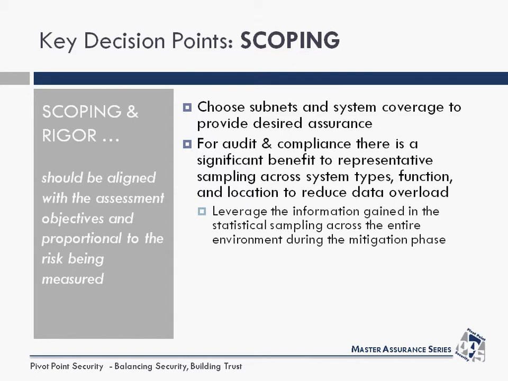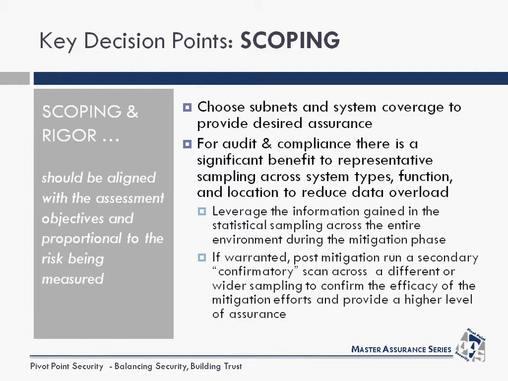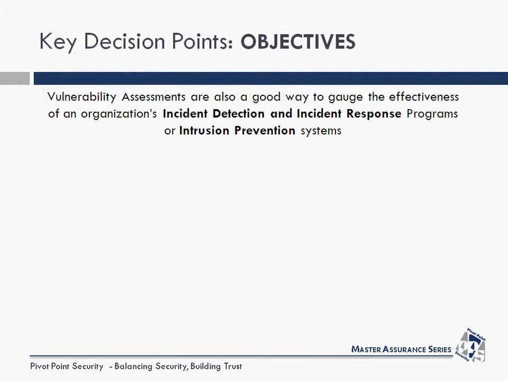If you're doing a lot of audit and compliance, there's really a lot of benefit to statistically sampling a relevant cross-section or environment. This has a couple of advantages. First, it reduces the amount of data and reduces the amount of time. Then what we like to do is, after we've done our mitigation activities, run a secondary confirmatory scan, and we can run that across either the same scope or across a wider sampling to validate the efficacy of the mitigation.